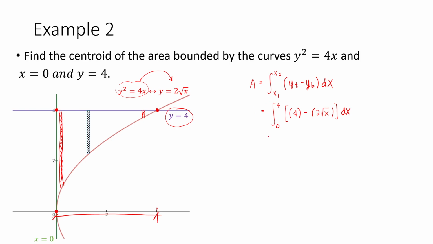Again, you may stop at this point and then use your calculator in solving for the area. So area is 16 over 3, which is approximately equal to 5.33333 square units. So this will be the area of the bounded region.